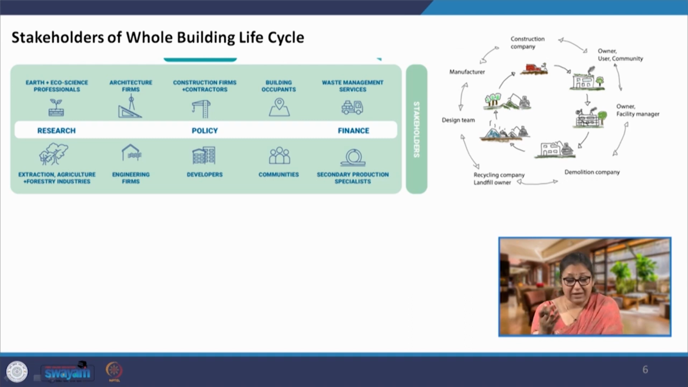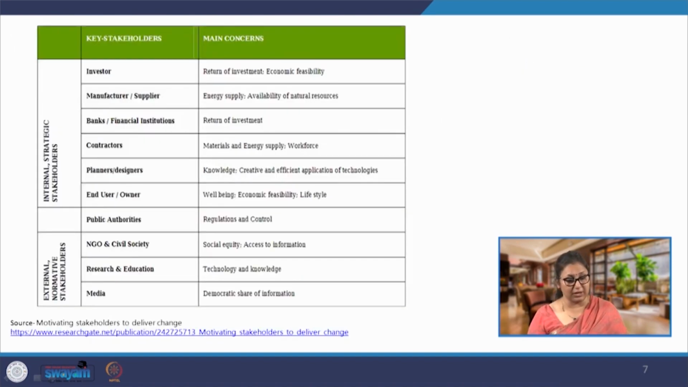Then we have building occupants and the communities as users of these buildings. We have waste management services, and we also have the secondary production specialists, where we are looking at the recycling, upcycling and the reuse of these materials. So, these are different stakeholders in this building life cycle whom we are looking at. Now, each of these stakeholders, they have different aims, they have different key concerns, and if we understand that, we will clearly be able to understand the scope 1 and 2 and 3, how the emission for each company, each stakeholder will be delineated.